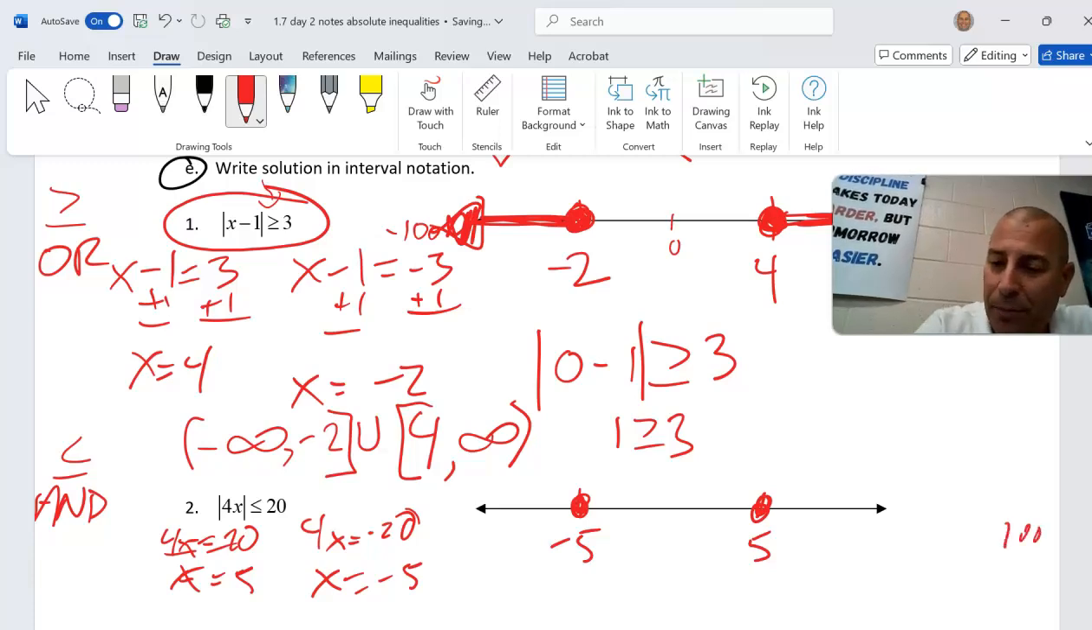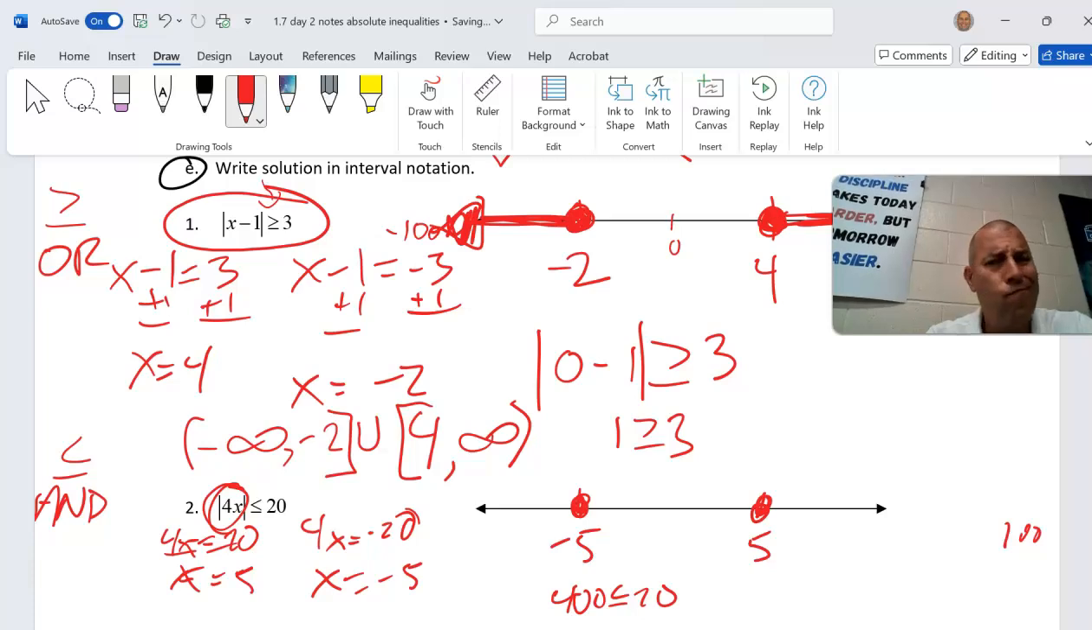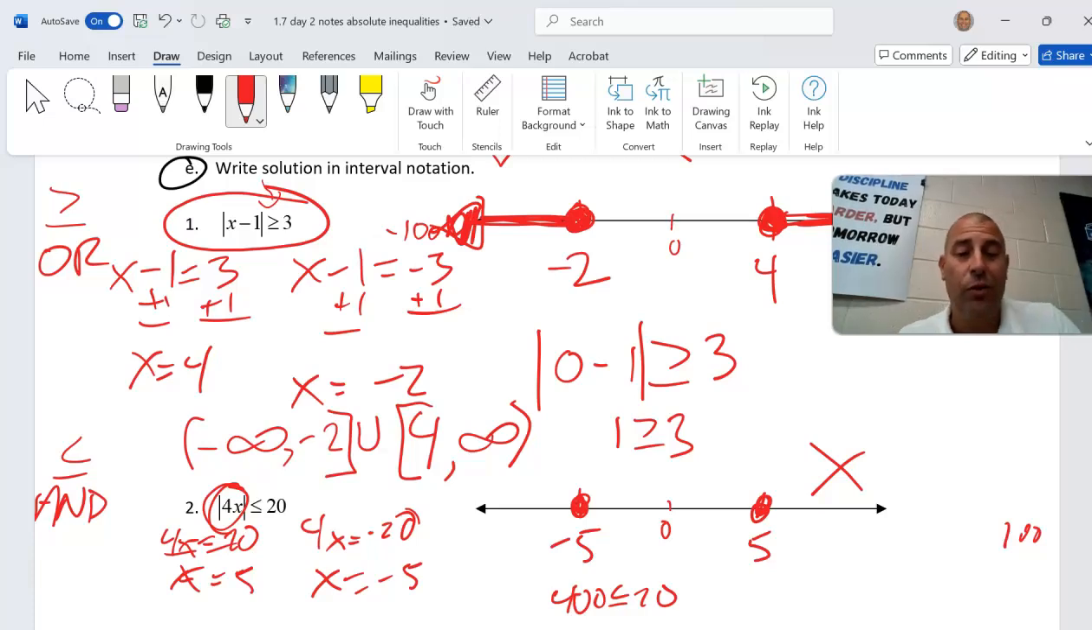So again, I'm going to grab someone like 100, all right? Plug it on in. 4 times 100, 400. Is 400 less than or equal to 20? No, 400 is not less than or equal to 20. Didn't work. Who's between negative 5 and 5? I told you, if I can use 0, I am using 0. So let's plug in 0. 4 times 0, 0. Absolute value of 0, 0. Is 0 less than or equal to 20? Yes. So I know that we've got working there.